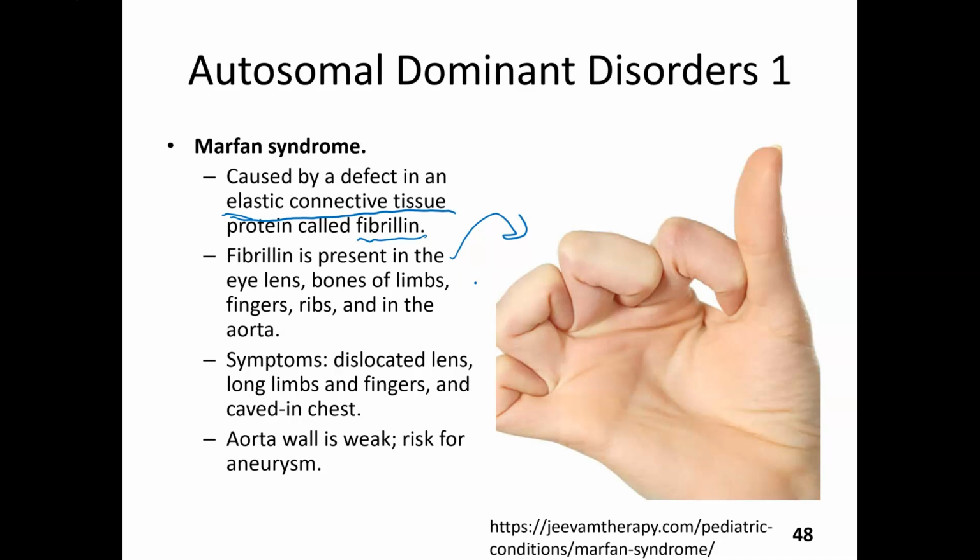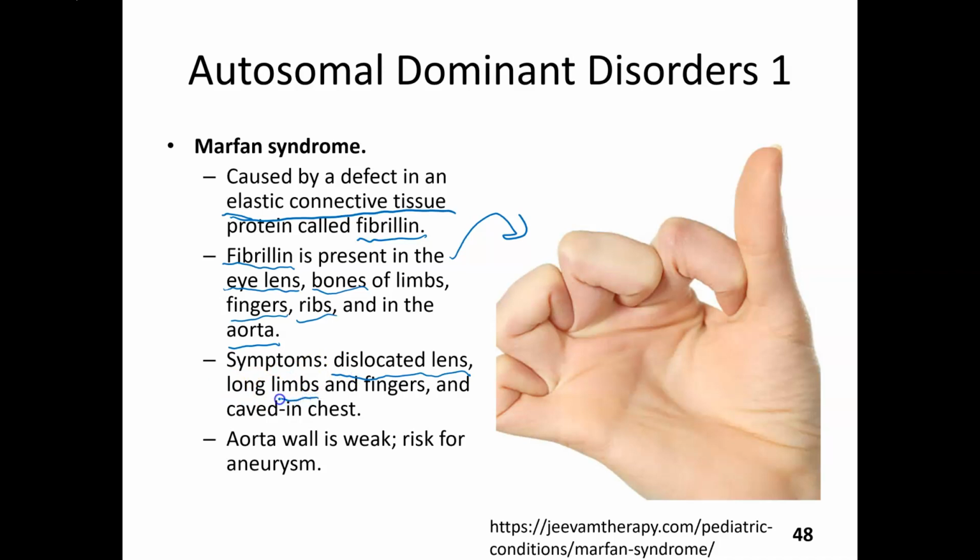There are other pictures as well on the internet. I found this one at jivamatherapy.com. Okay. So we find fibrillin in the lenses of our eyes, in bones, in fingers, in ribs, and in the aorta. So the bones tend to be more flexible, and that means they're not as protective. We end up having problems with sight because of the lens.